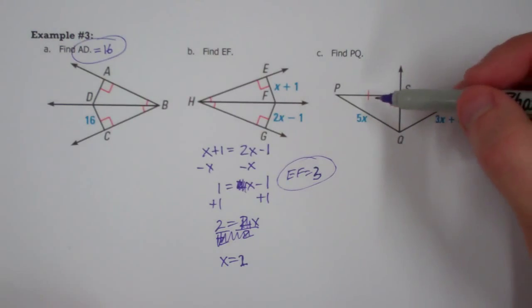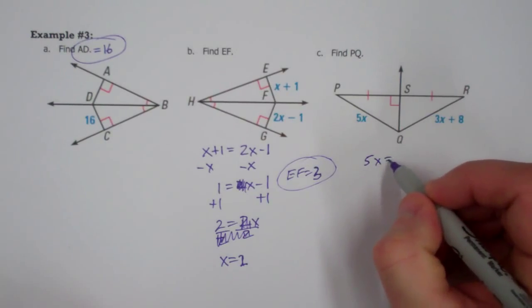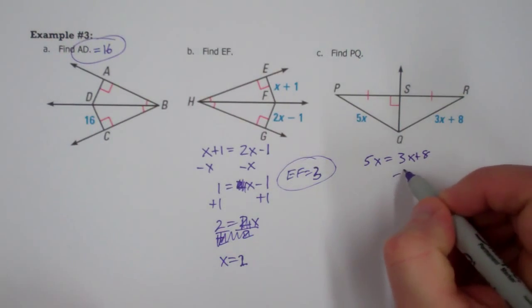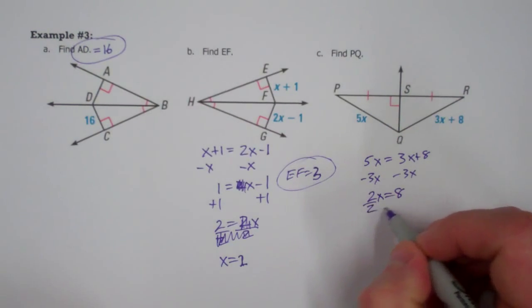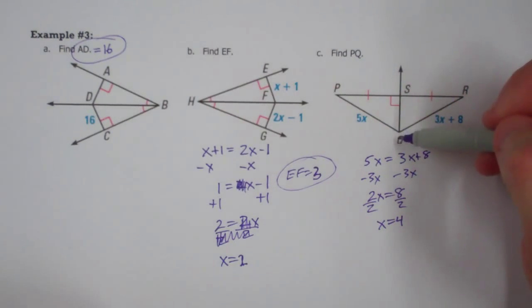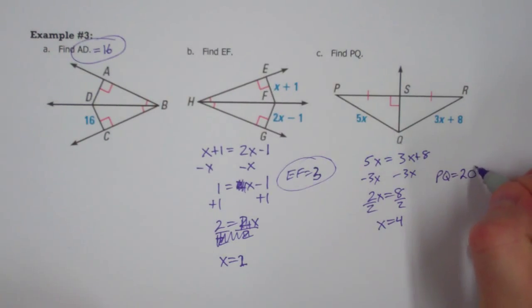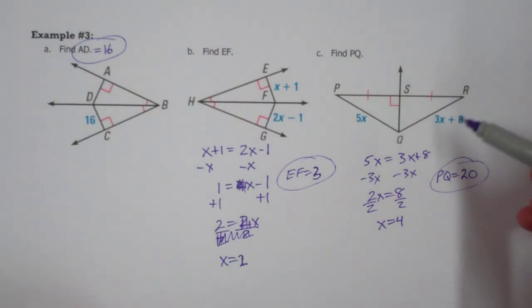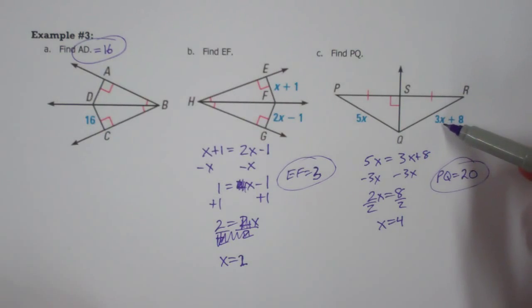Here's PQ. Notice that PQ and QR are congruent, so their measures are equal. We can subtract 3x here. 2x is equal to 8. Then divide by 2, and x will be 4. We want to find PQ though, not just what x is. So 5 times 4 is 20. PQ is going to be 20. We can verify this by finding the measure of QR by substituting in x. So 3 times 4 is 12, plus 8 is 20.